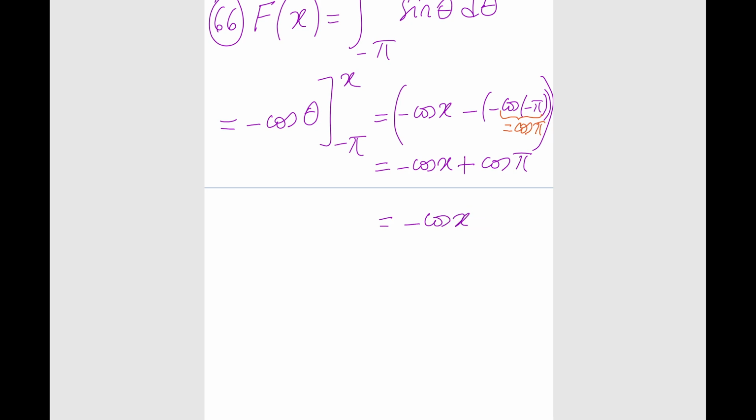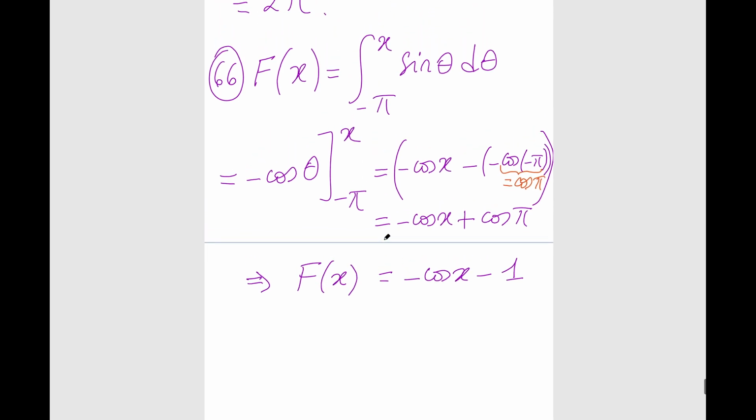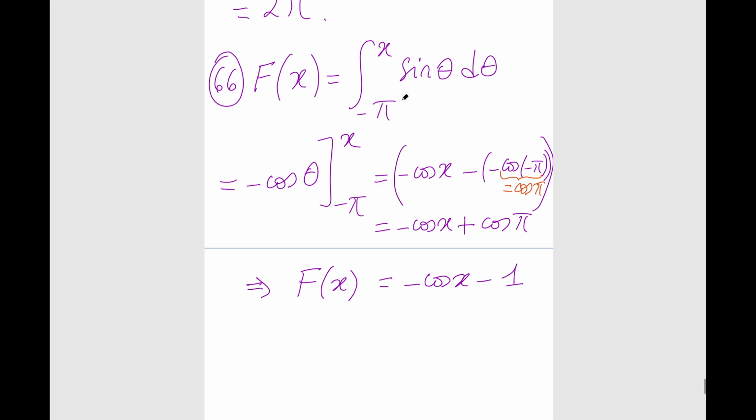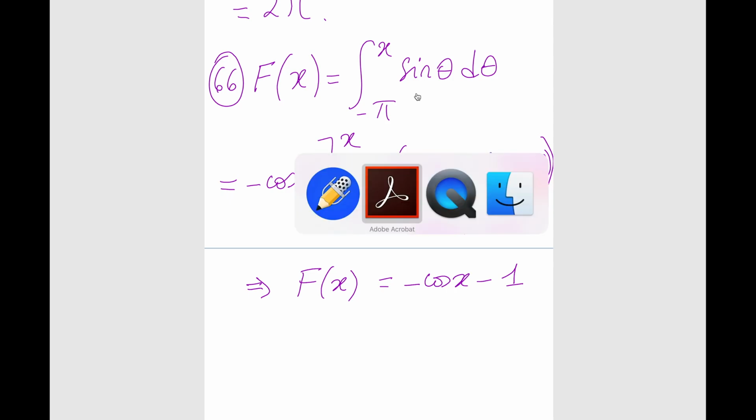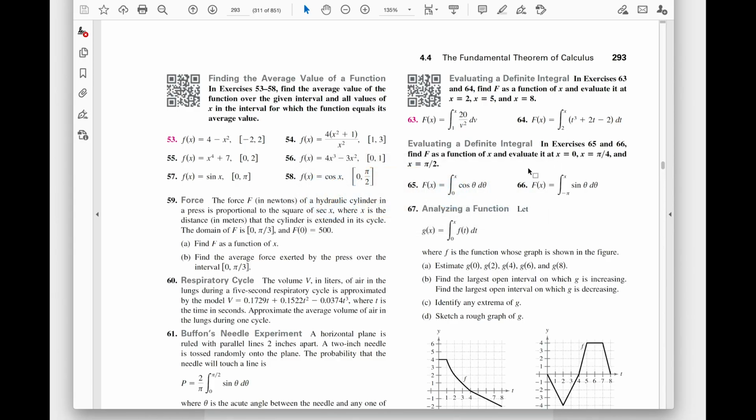Oops. What's cosine of pi? It is negative 1. So f of x at the end of the day is this, correct? And this is for any x. In particular, they want to evaluate this function at 0, pi over 4, and pi over 2.